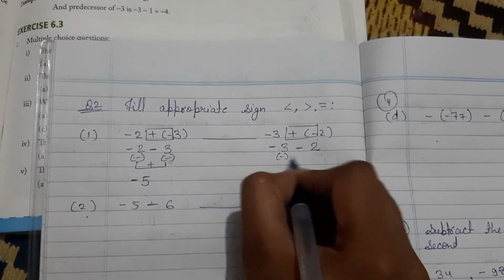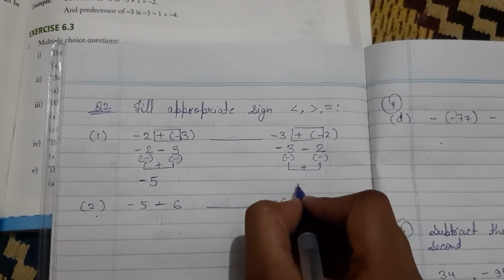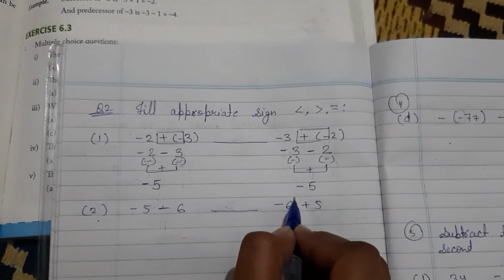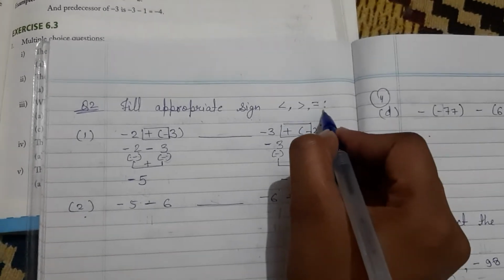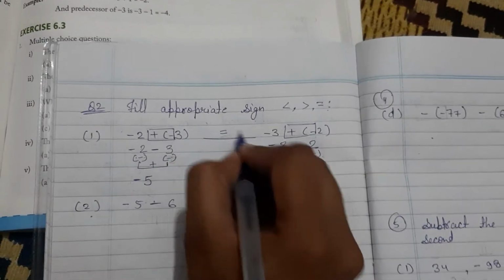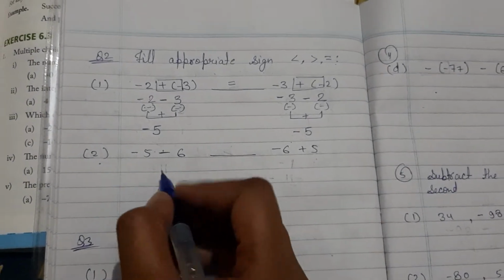Same as here, this one is also minus, this one is also minus. Minus minus plus. Now the same, so both places have the same digit. It means whichever digit you have, you have to put the appropriate sign. Okay, now next one, question number 2.